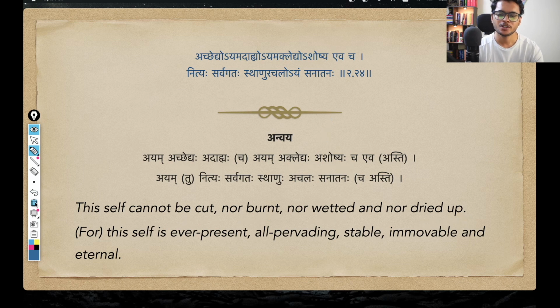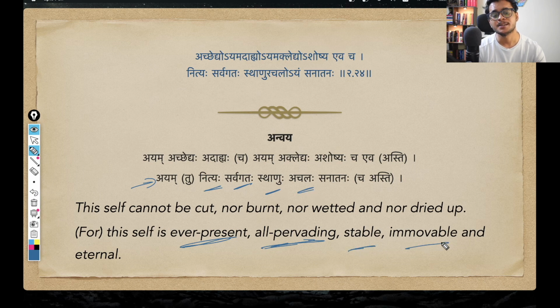Why? Because he has already told us the true nature of the self, that is ayam tu nityaha, that the self is ever present. It is sarvagataha, it is all pervading. It is sthanuhu achalaha, it is stable and it is immovable. And lastly, it is sanatanaha, it is eternal. It is not time or space bound. So this is the entire meaning of the shloka. I hope everything we discussed in the shloka is clear.